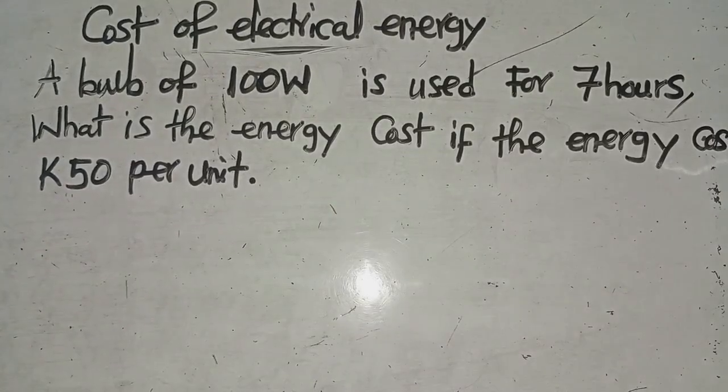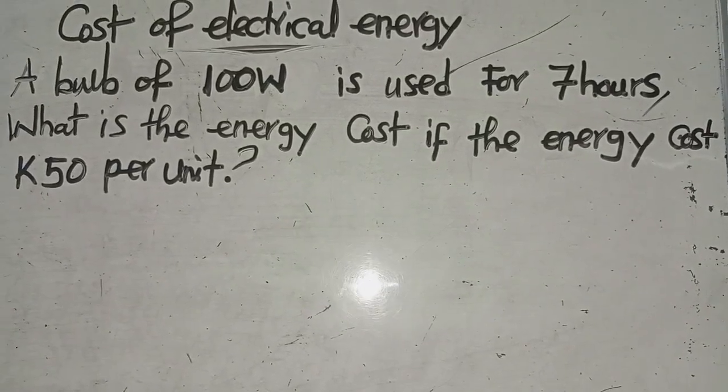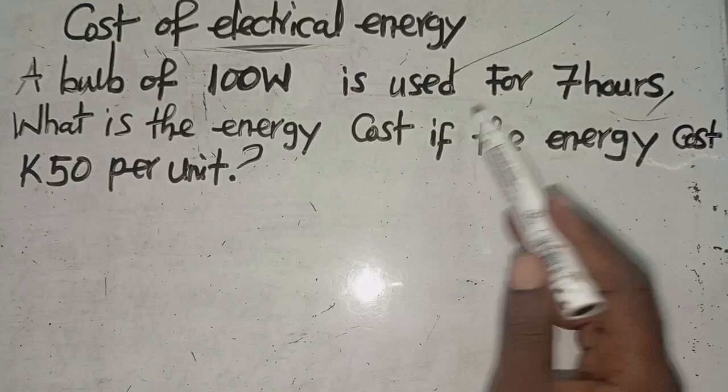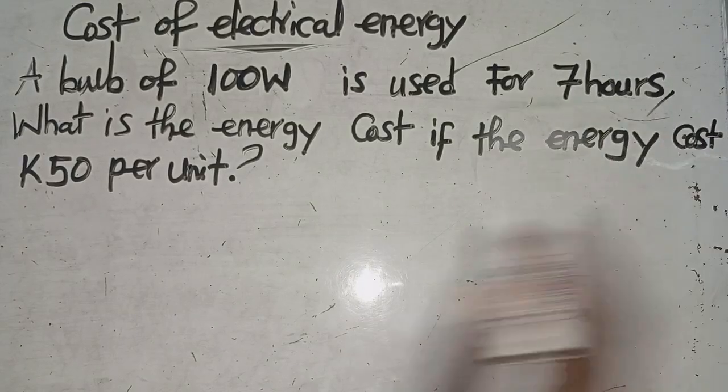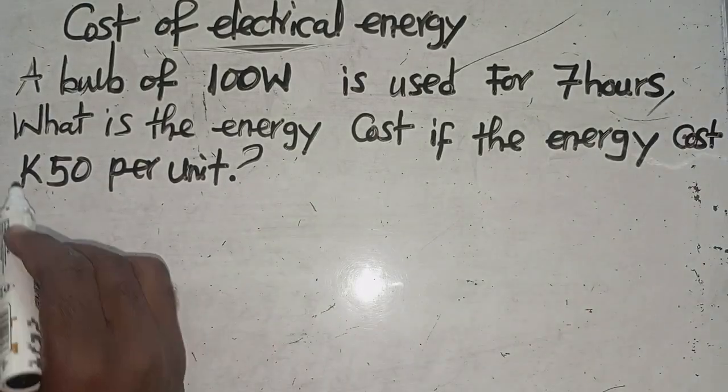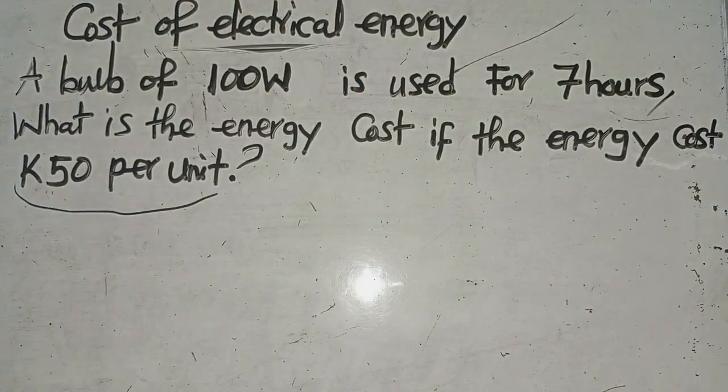You are given this question. How can you answer this particular question? What are they telling you? They are telling you that a bulb of 100 watts is used for 7 hours. What is the energy cost if the energy costs 50 kwacha per unit? We don't have any unit here that we've calculated.